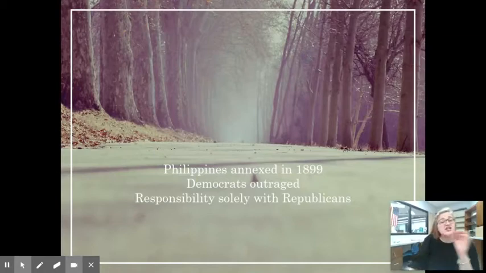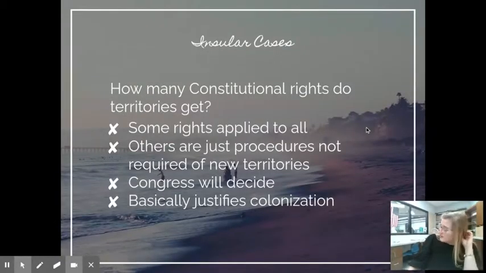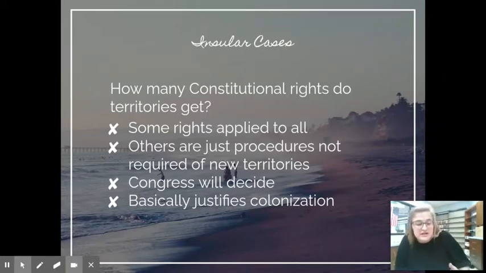So the Philippines is actually annexed in 1899, and Democrats are outraged, and they're kind of like, okay, Republicans, you did this. They are your responsibility now. There's this huge insurrection going on, and you get to deal with it in the Philippines. So now that they're annexed, the idea is, do they have the rights of citizens? Are they United States citizens? And the Insular Cases are a series of cases that make it to the Supreme Court that kind of answer this question. How many constitutional rights do members of territories, not citizens, people living in American territories, get?